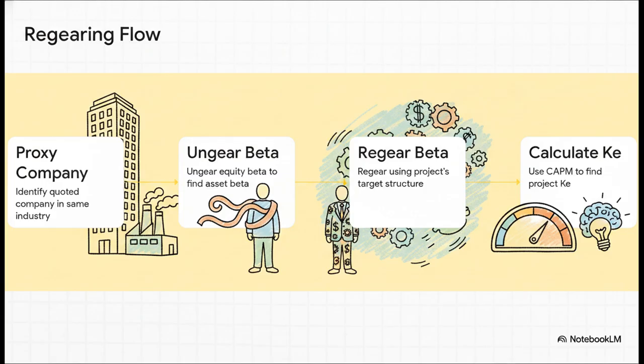Next, we are going to take that pure operational risk and effectively dress it up in our own project-specific target capital structure. We re-gear it to reflect our planned levels of debt and equity. That mathematically outputs our project-specific equity beta. And only then can we confidently plug that newly tailored equity beta into CAPM, the capital asset pricing model, to find our precise cost of equity for the discount rate.